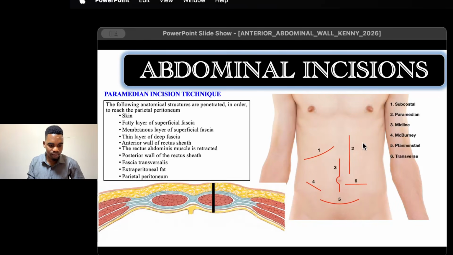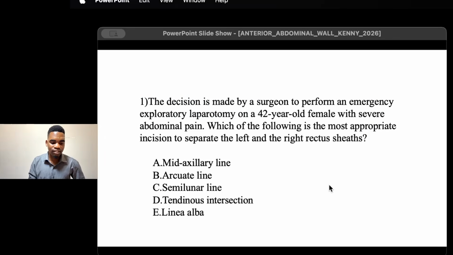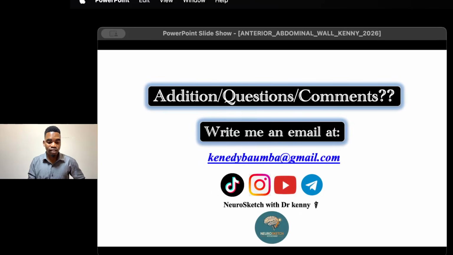Let me take you back here. This is the left rectus sheath, this is the right rectus sheath. What separates them is the linea alba. So this incision will be through the median, and it's going through the linea alba. Alright guys, see you in the next discussion.